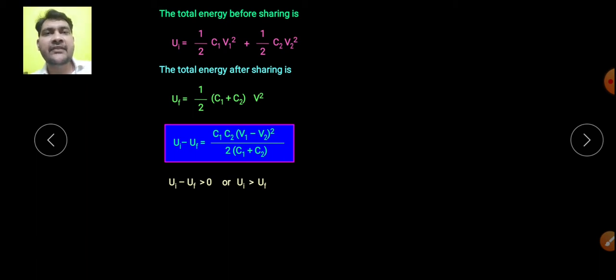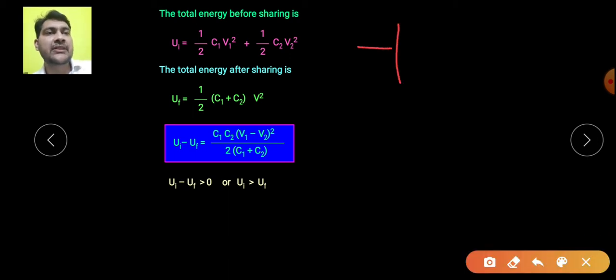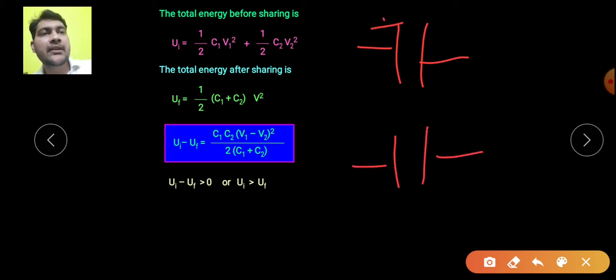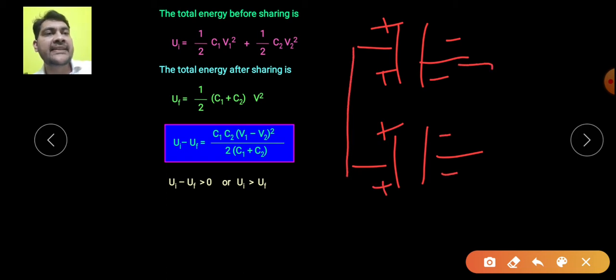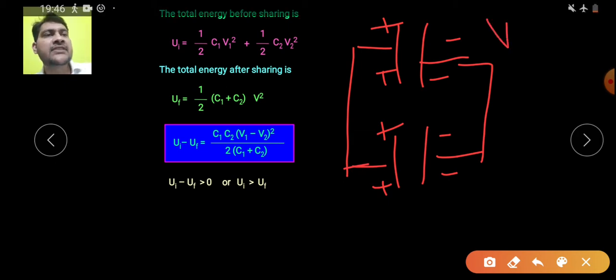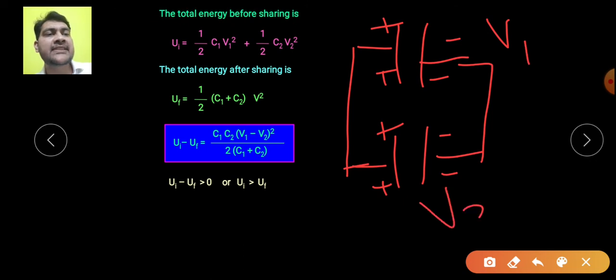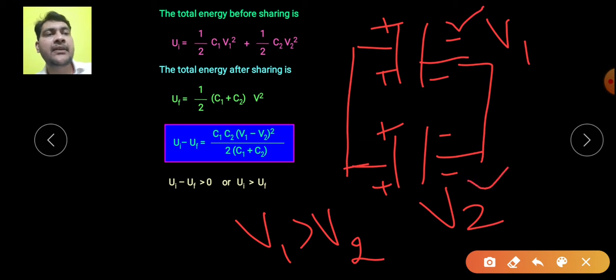Actually, the energy conservation law holds good here. Before combination of the capacitors, the energy was stored on both capacitors. When we connect these capacitors in parallel, we join these capacitors, then charge redistribution takes place. Suppose this is charged with potential difference V1 and this is charged with potential difference V2. Let us assume that V1 is greater than V2, meaning this is charged at a greater potential than the second capacitor.